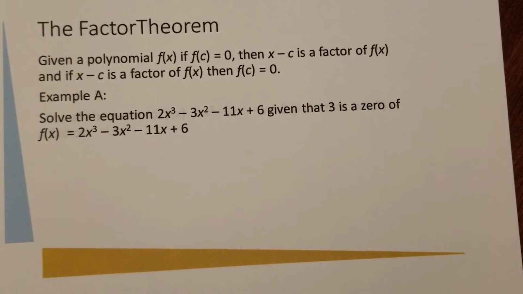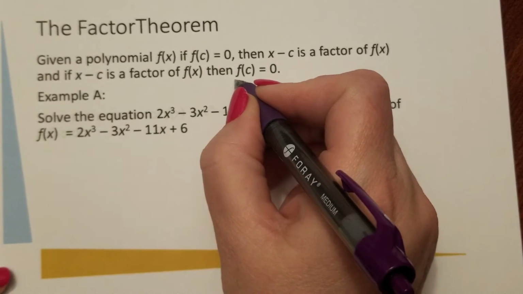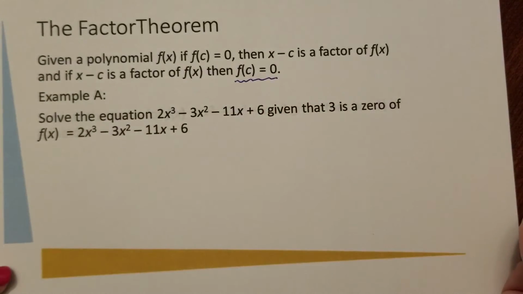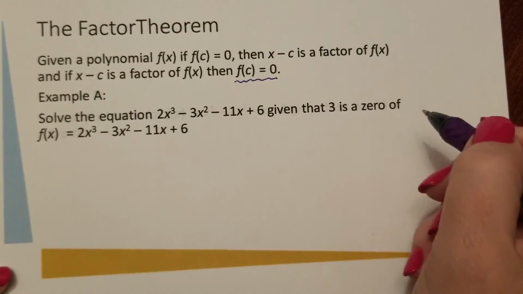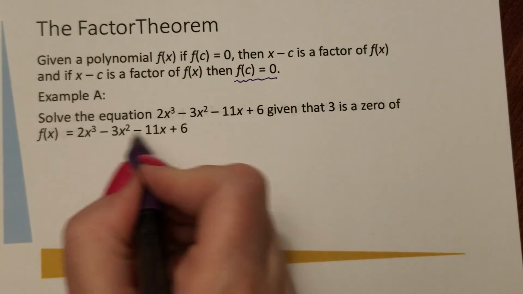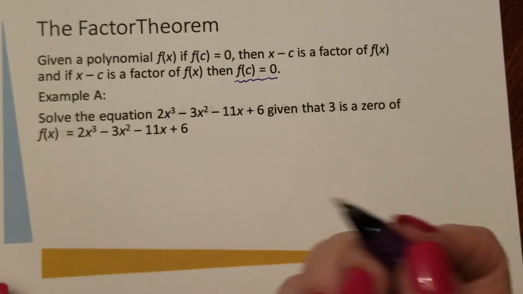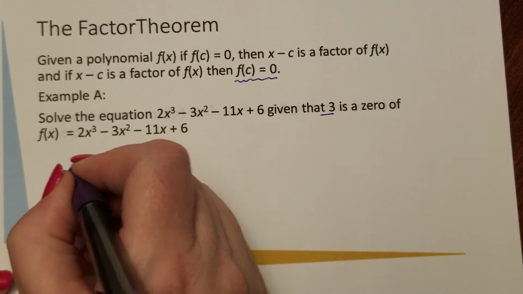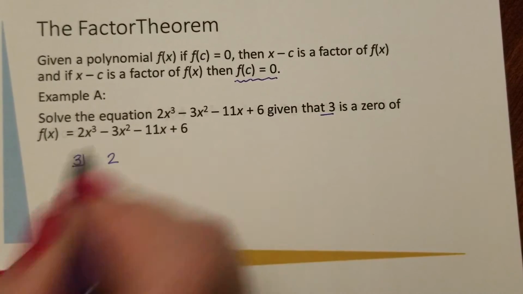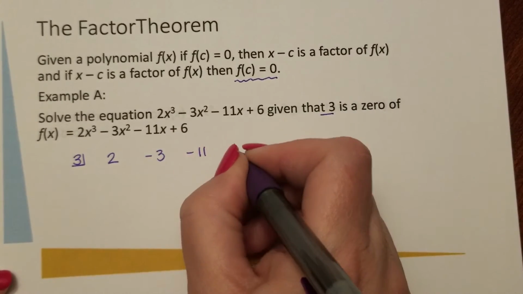The factor theorem, we're still going to use synthetic division, but this time if x minus c is a factor of it, that means that when you find f of c, it's going to equal 0. If we know that, then we can find the rest of the zeros, especially when we have a cubic function, by factoring the rest of that. So it tells me on this one that 3 is a factor of this polynomial. So 2, negative 3, negative 11, and 6.